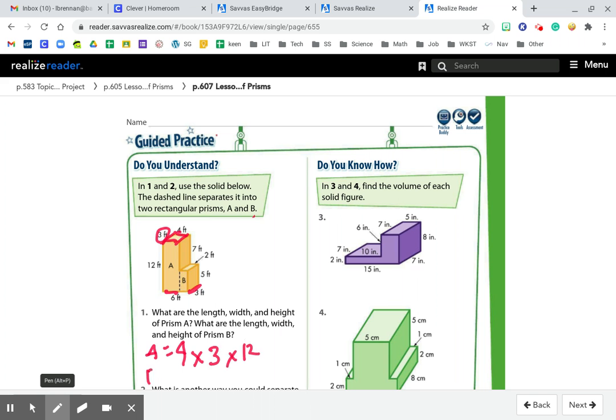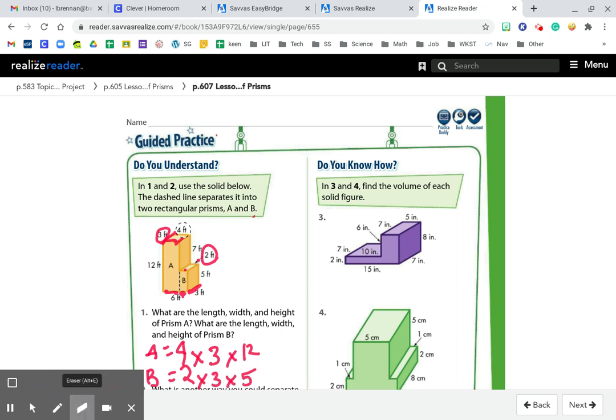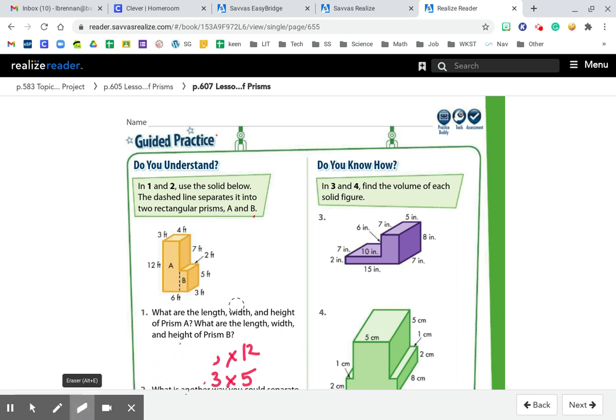And for shape B, the little box at the front, we don't know what that little tiny space is. When we look on opposite sides, there we see it, 2 times the width times the height. So 4 times 3 times 12, and 2 times 3 times 5. So we had to write out the formula that we had to do for 1.